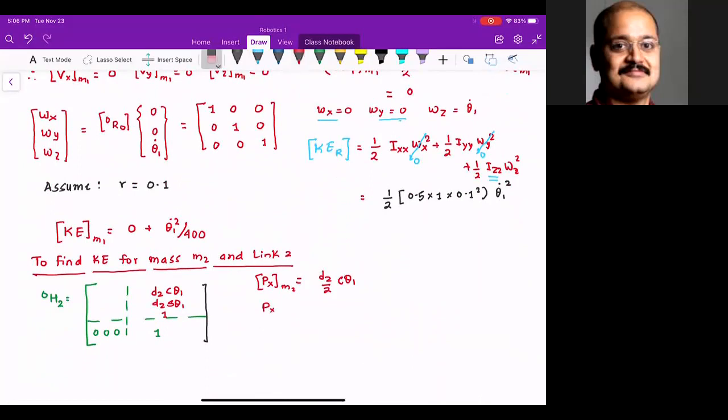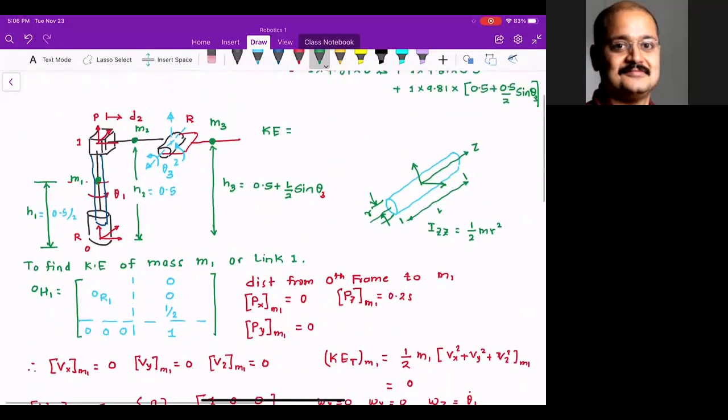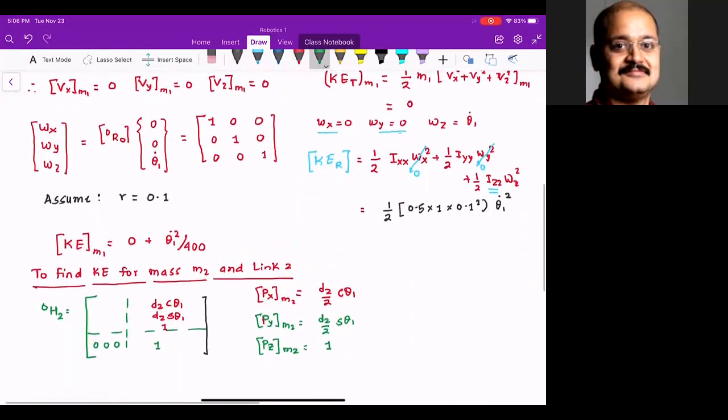Py of mass M2 is D2 by 2 sine theta 1, and Pz? What about Pz? For M2, it will not change. It should be 0.5. Somebody gave me 1, right? No? I took 1. Okay.